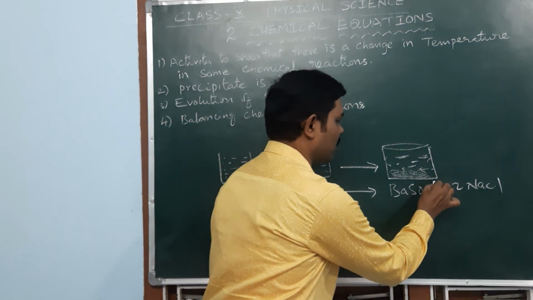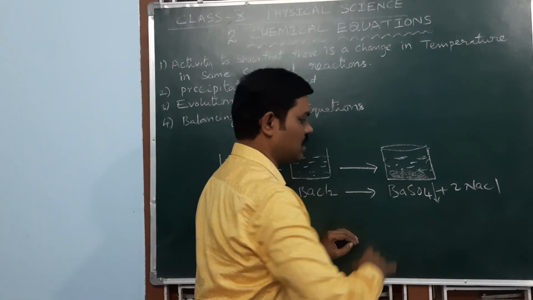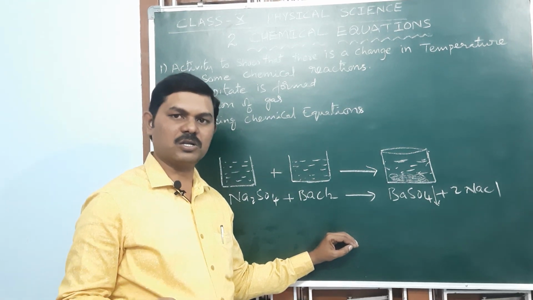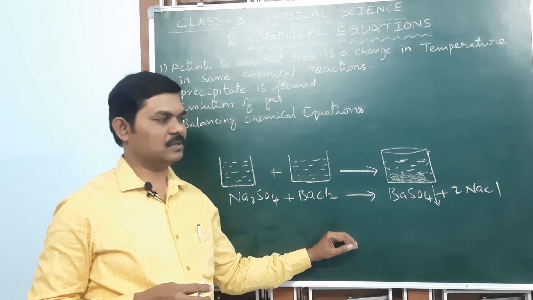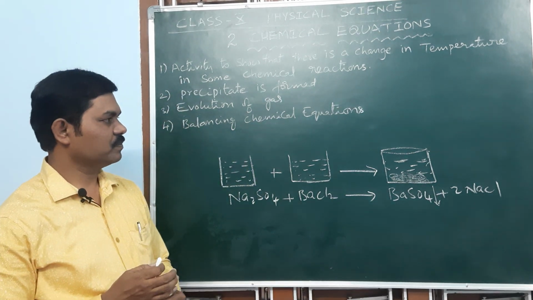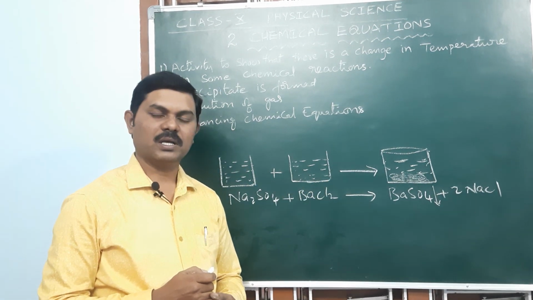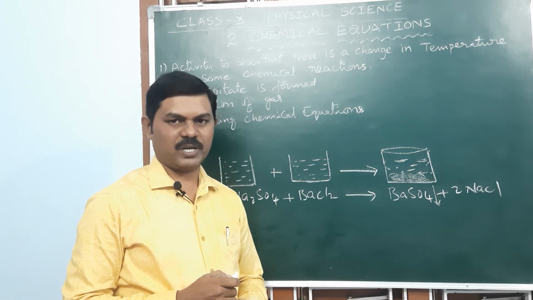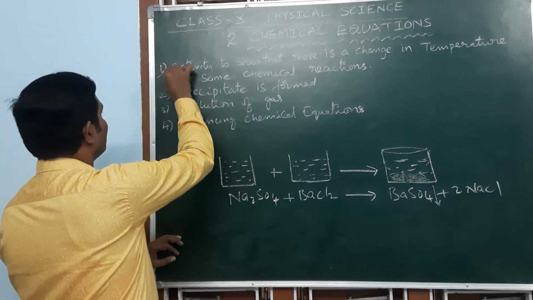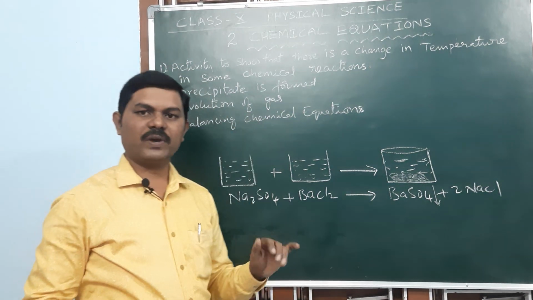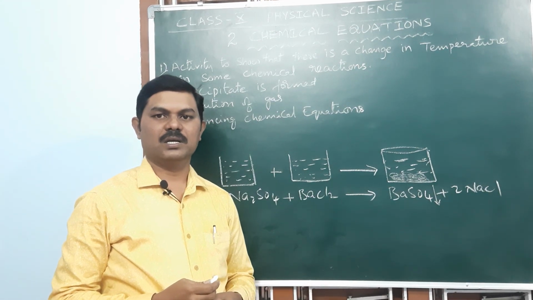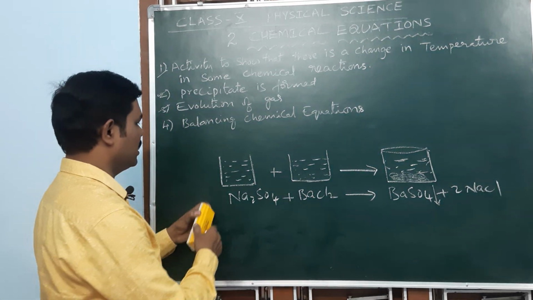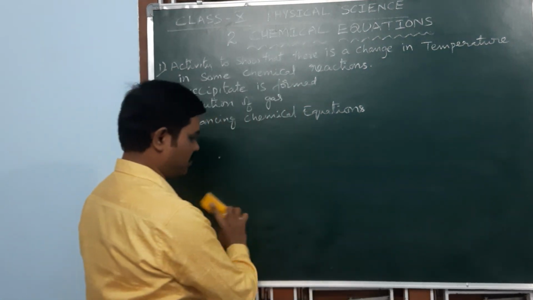So an undissolved substance in a solution is called a precipitate, and these chemical reactions are also known as precipitation reactions. So in some chemical reactions, precipitates are also produced. The chemical reaction in which a precipitate is formed is known as a precipitation reaction. So now we will learn about the evolution of gases. In some chemical reactions, some gases can also be released. Let us see now how gases are released in some chemical reactions.